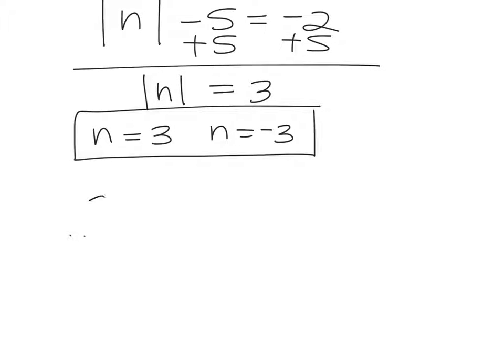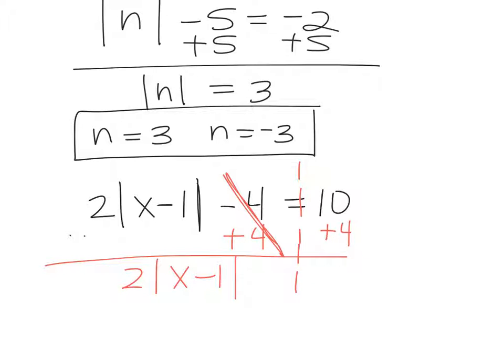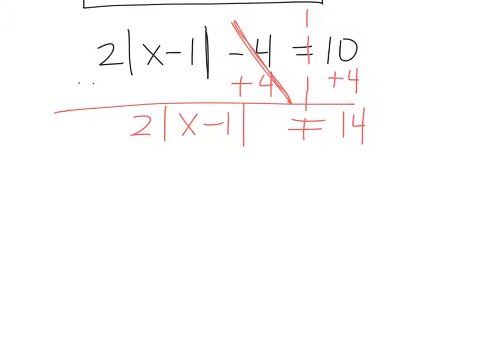Let's say we have 2 times the absolute value of x minus 1 minus 4 equals 10. Okay, we want to isolate the absolute value. We want to get it by itself. How do I do that? Right, first thing you're going to do is you're going to get that 4 out of there. So you're going to add 4 to both sides. Okay, so we're left over here on the left with 2 times the absolute value of x minus 1 equals 10 plus 4 is 14.